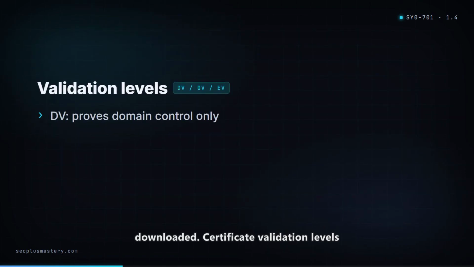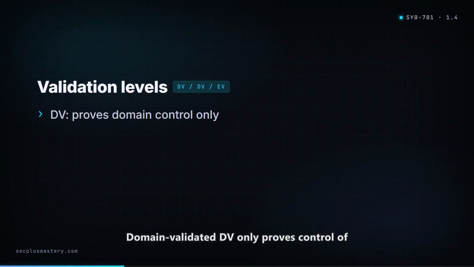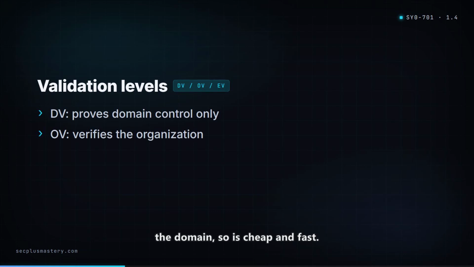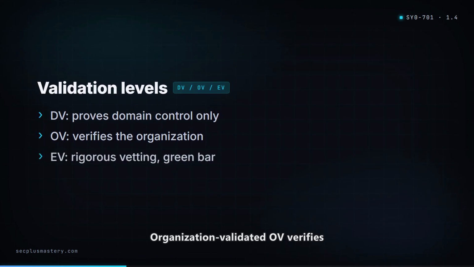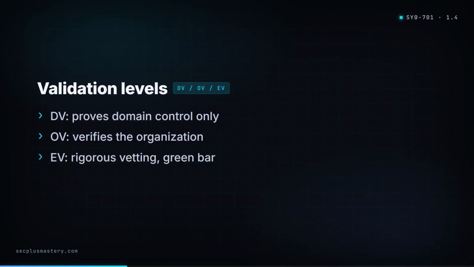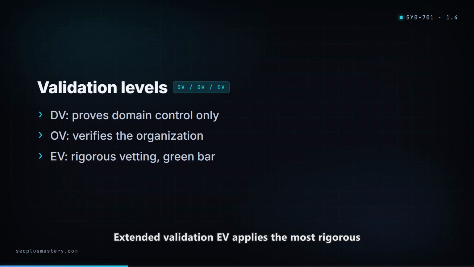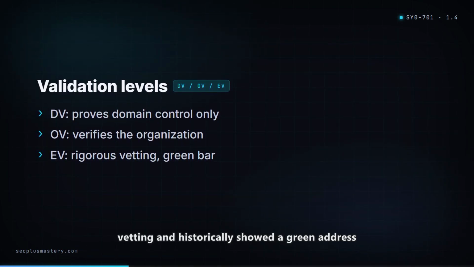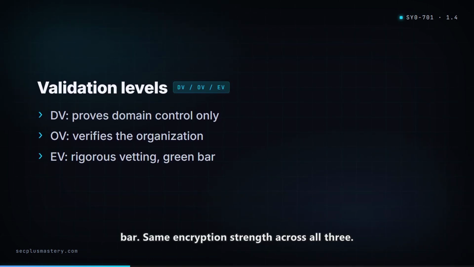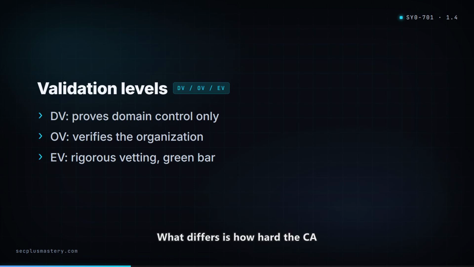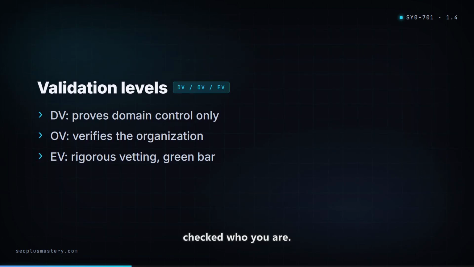Certificate validation levels climb in rigor. Domain validated, DV, only proves control of the domain, so it is cheap and fast. Organization validated, OV, verifies the organization behind the domain. Extended validation, EV, applies the most rigorous vetting and historically showed a green address bar. Same encryption strength across all three. What differs is how hard the CA checked who you are.